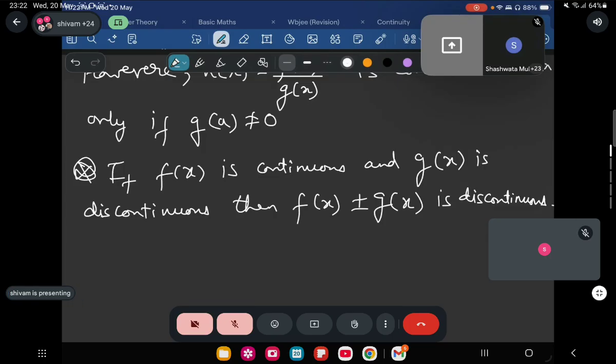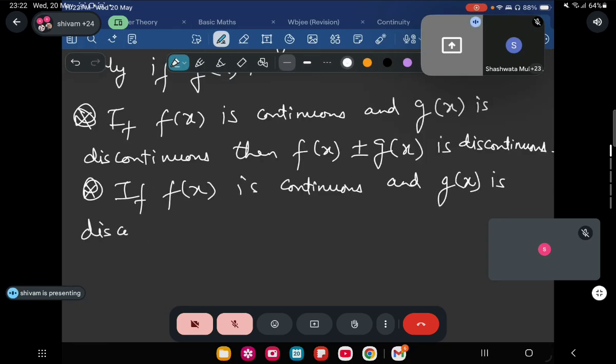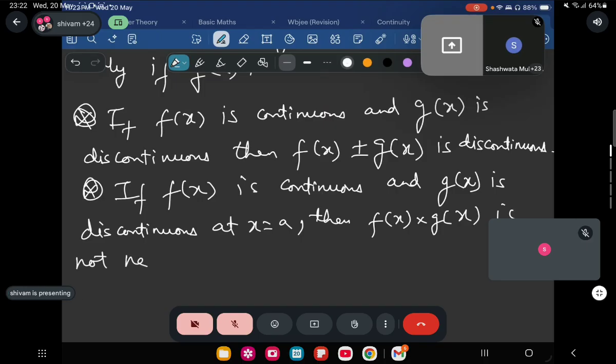Next, if f of x is continuous and g of x is discontinuous at x equal to a, then f of x into g of x is not necessarily discontinuous at x equal to a. Okay.